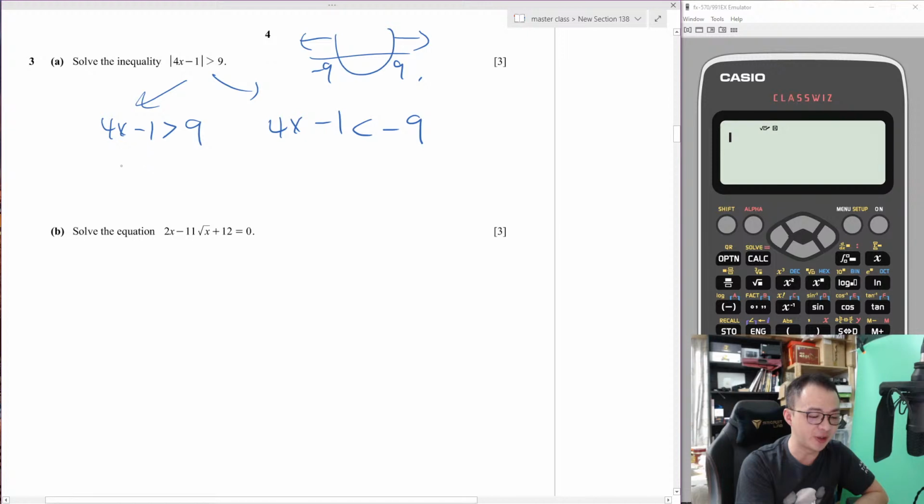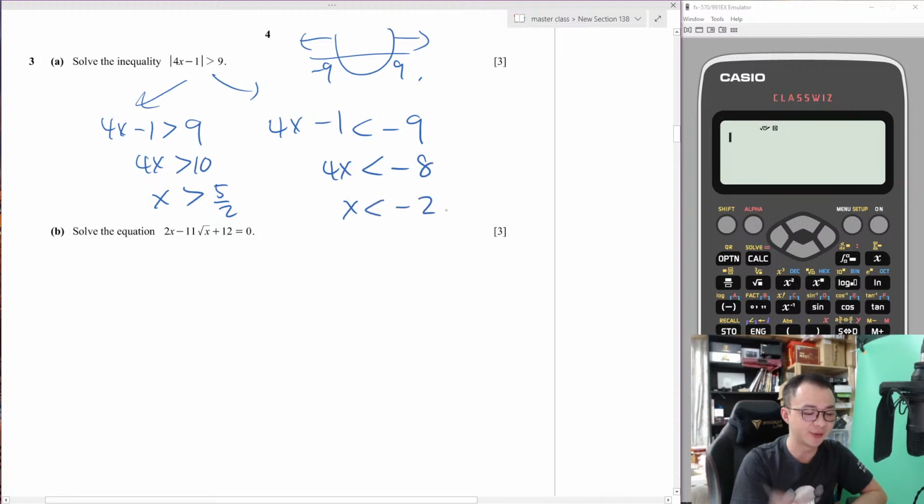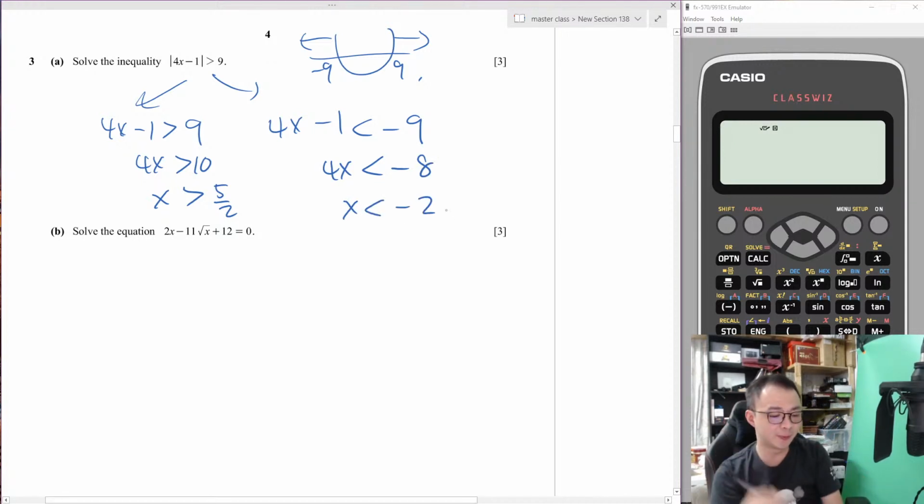So this one will give me 4x is bigger than 10, x is bigger than 5 over 2. Isn't it 5 over 2? Alright, the other 4x will be less than negative 8, x will be less than negative 2. So yeah, these two values will give you the answer.